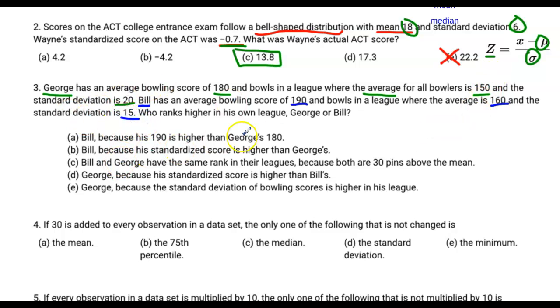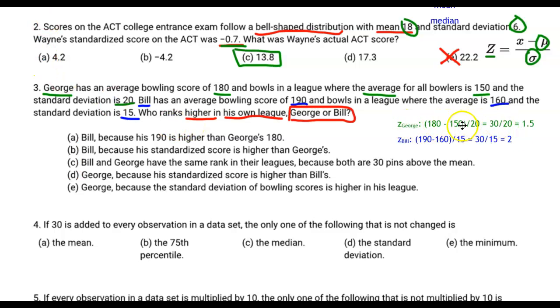This is where the z-score really shines. We're going to be using the z-score to compare two different values in two different distributions. So we're going to try to figure out who ranks higher in the league. In other words, who has a higher rank relative to his league.